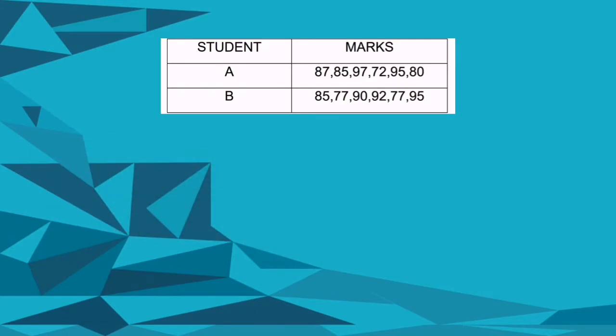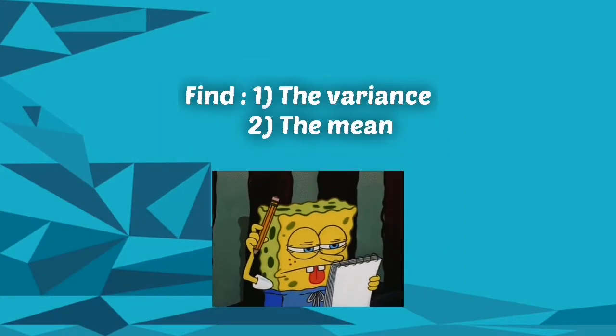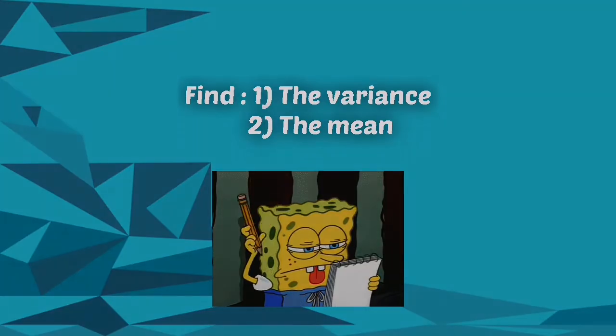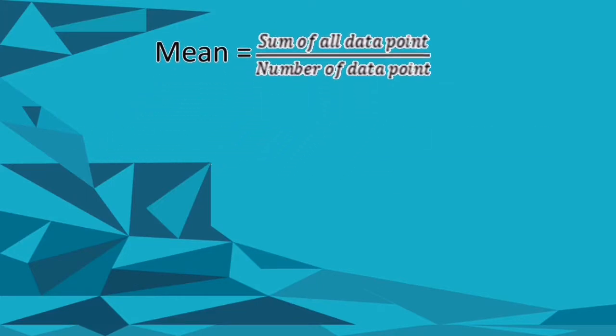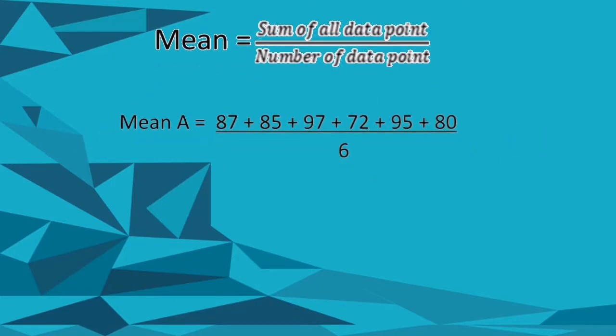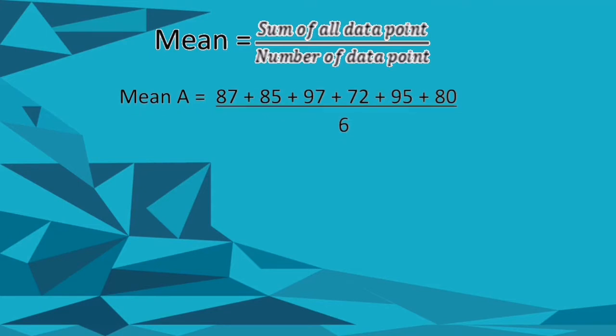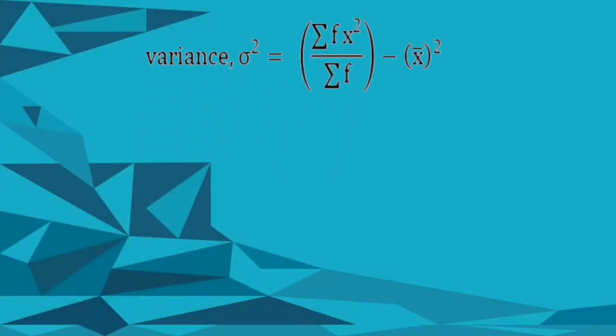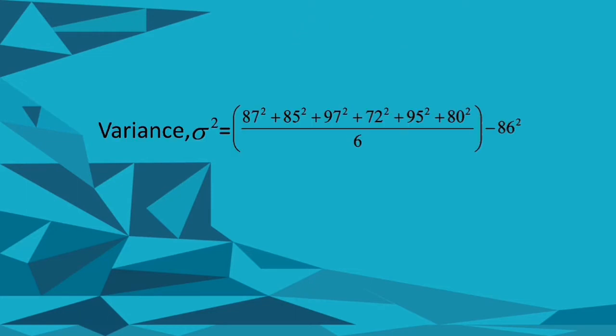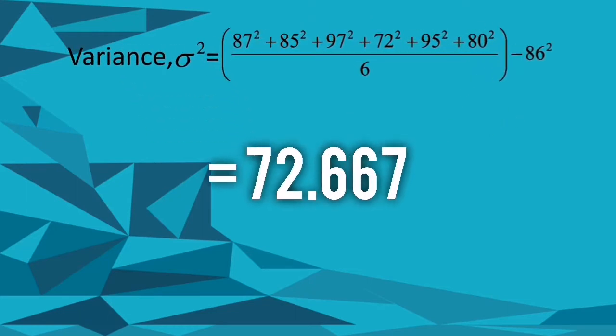In order to find both standard deviations, we need to find the variance, and the important one is to find the mean. For student A, we find the mean by inserting the data into the formula, and the mean for student A is equal to 86. And then to find the variance for student A, we also need to use the formula of variance. Total of variance for student A is 72.667.